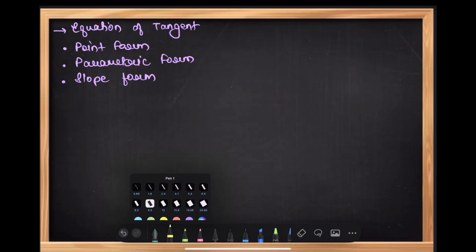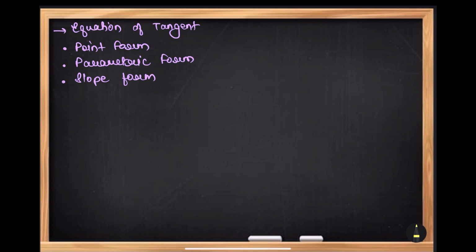Okay, so we got this situation in which we have to find out equation of tangent in point form, parametric form and slope form. You have already handled the same situation in circle, parabola, ellipse, hyperbola, correct? Where we used to use some transformations. We used to call S as the equation of curve, right?